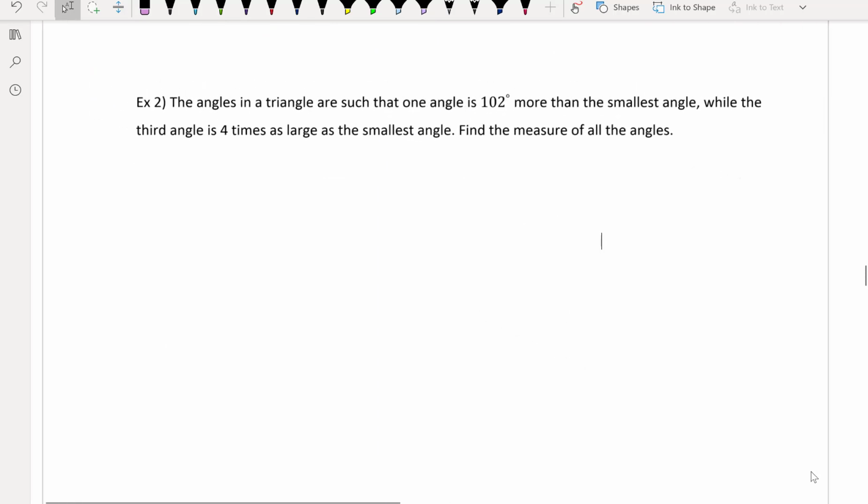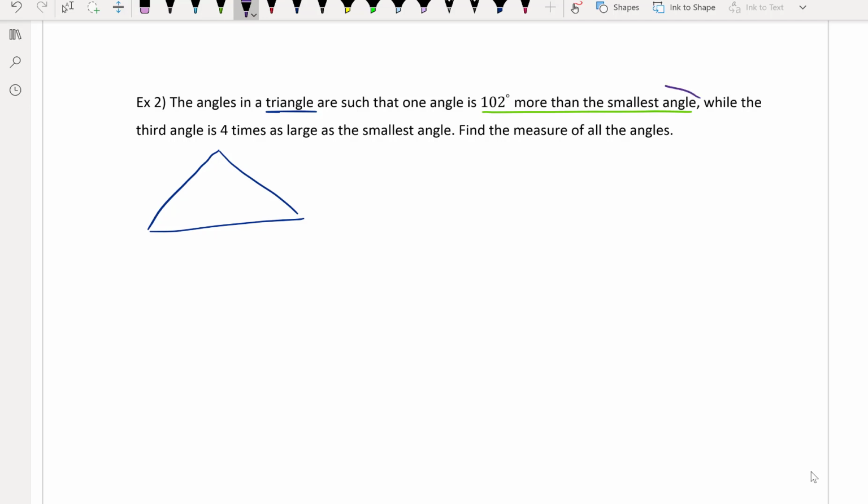So for example number 2, it says the angles in a triangle are such that one angle is 102 degrees more than the smallest angle, while a third angle is 4 times as large as the smallest angle. Find the measure of all the angles. So I know at the very least that the shape that I have is a triangle. So there's my triangle. I know that one angle is 102 more than the smallest one.